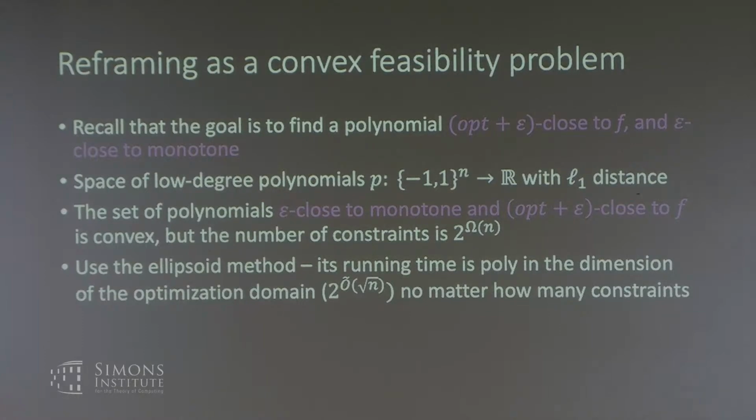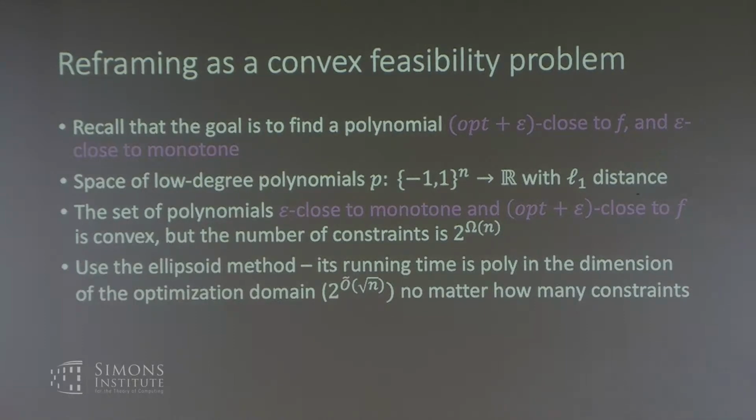And then we can observe that the set of polynomials that we are looking for is a convex set. We can verify that monotone functions are a convex set, like a mixture of monotone functions is still monotone. We're taking an L1 ball around a convex set and also an L1 ball around a point, and we're taking their intersection, so it remains convex.